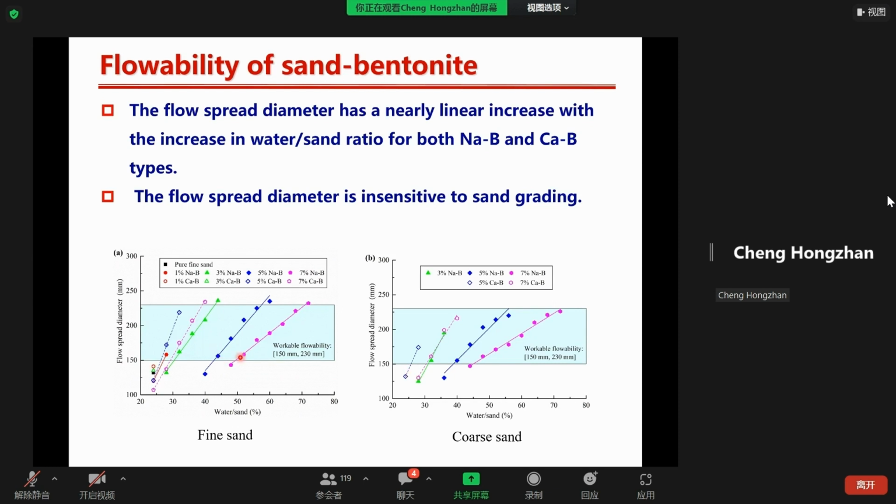Moreover, the flow spread diameter saw a linear increase with the increase in the water to sand ratio for both types of sand and both types of bentonite. And comparing these 2 figures, the flow spread diameter is insensitive to the sand grading.